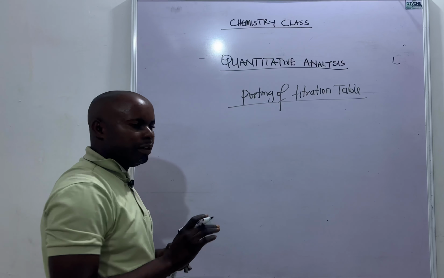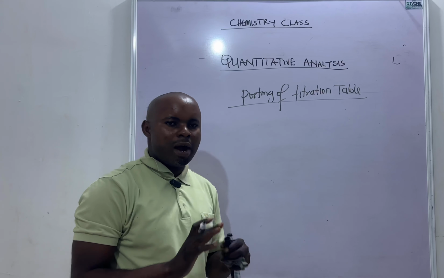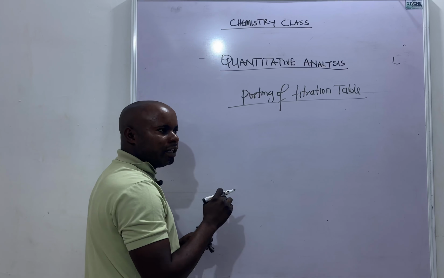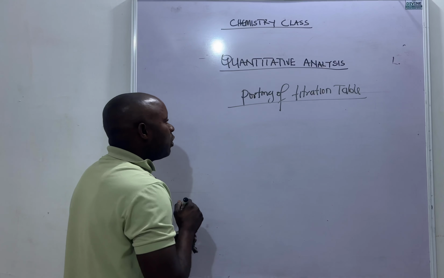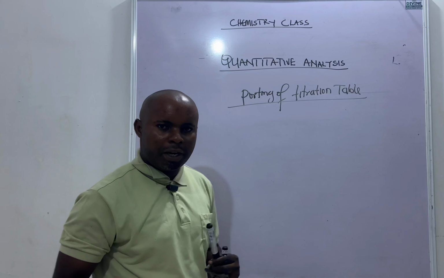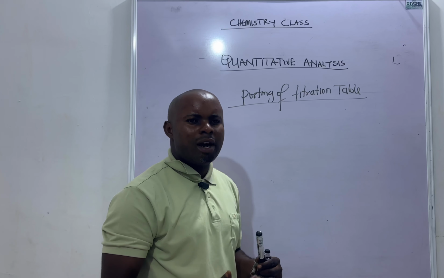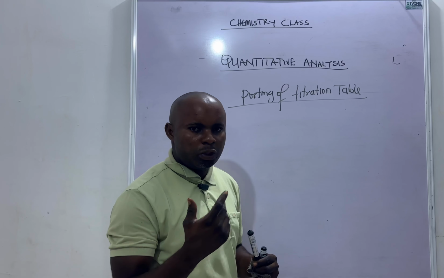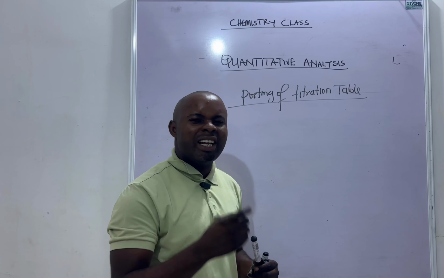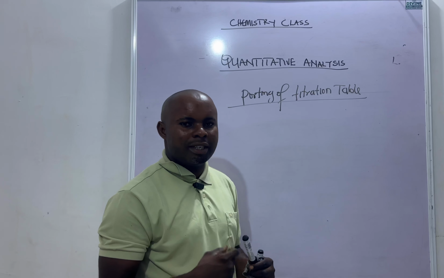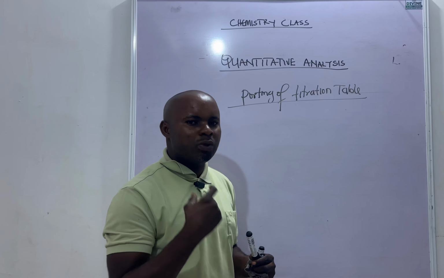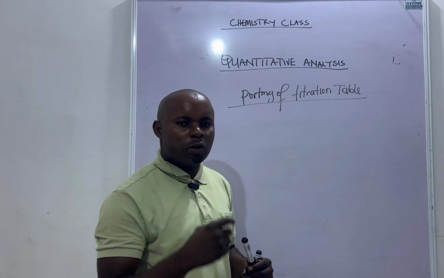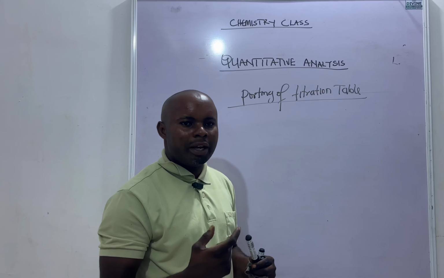Under WAEC, the table carries a specific mark. For you to understand the table, please pay very good attention. A question will be given to you. You read the instruction on the kind of indicator and the pipette you are asked to use, and make sure you know the volume of the pipette you are using as a student. If your school is using a 25 cm cube pipette, you must ensure it is boldly written at the top of your table so that the examiner will know the kind of pipette you use.